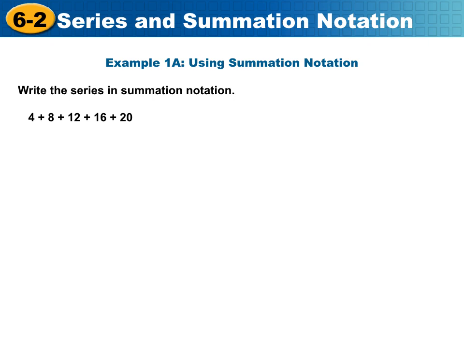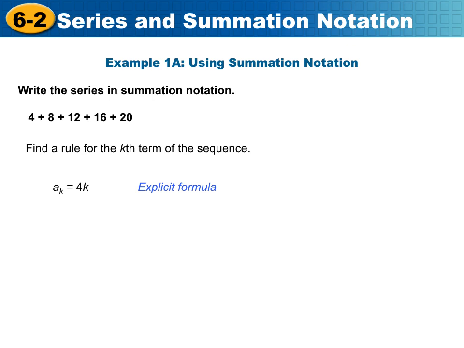So the first part of the section is writing series by using summation notation. So we are given the sequence. First we are going to identify the explicit formula and then write it by using summation notation. So here we have 4, 8, 12, 16, 20. As I see here, we have multiples of 4. So you can say that your explicit formula is 4k, multiples of 4.